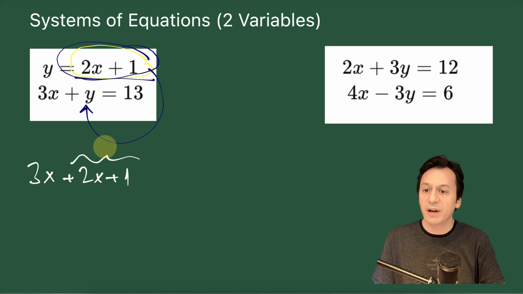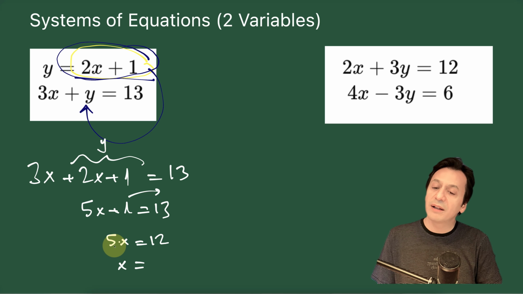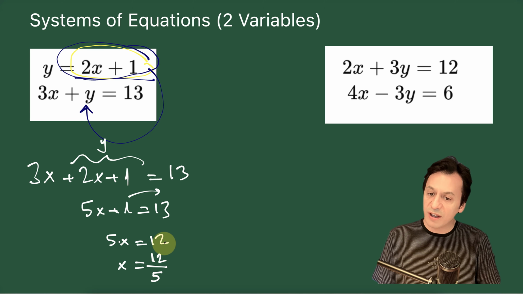Now I will just solve this equation. 5x plus 1 equals 13. This goes to the other side. 5x equals 12 and x equals, now this 5 goes to the other side as divided by, so 12 divided by 5. Or I can tell you this, I divide both sides by 5, so it becomes 12 over 5.